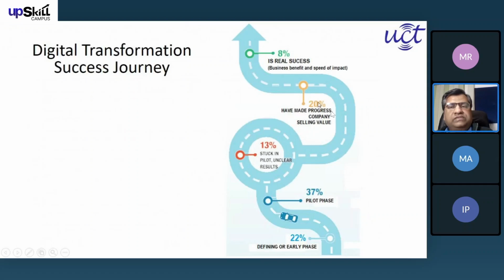then a further 20% make progress and start creating value and selling the value, and 8% is the only real success that achieves the ultimate goal of digital transformation. So this is what is happening under digital transformation. People are sometimes confused about what ultimate aim they are going to achieve, and the success rate is still very low.